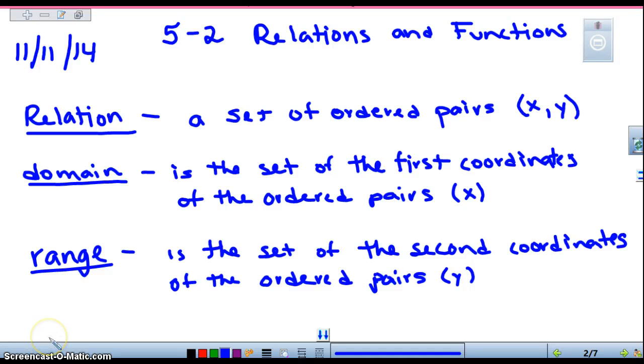Today we're talking about relations and functions. A relation is a set of ordered pairs. The ordered pair is x followed by y. The domain is the set of the first coordinates of the ordered pairs. That means that domain is all the x's. And the range is the set of the second coordinates of the ordered pairs. That means that range is all the y's.